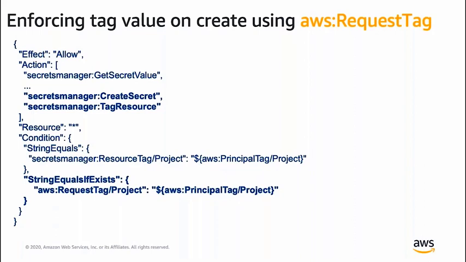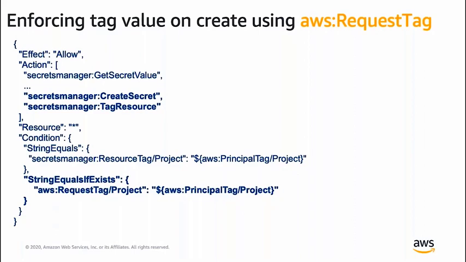Okay, so what is that IfExists at the end of the string equals IfExists? Well, why do we have that? This is because the request tag condition key is only applicable to some actions in our list. If it's not applicable, it evaluates as true. Okay, right. So it's only relevant for create secret and tag resource, and for other actions we just don't evaluate that. Okay, so are there any other interesting condition keys that we can use to further improve the policy?